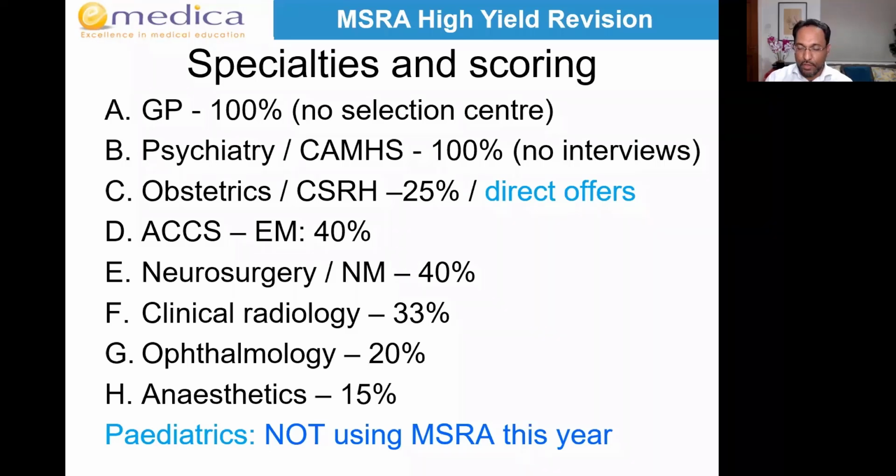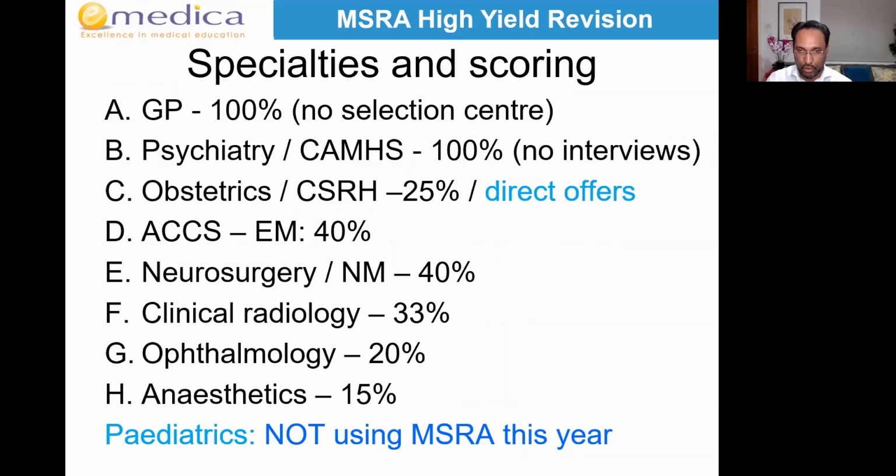Radiology, it's 33%. But again, radiology uses MSRA to shortlist who's going to get one of the limited number of interview slots. And the competition for radiologists increased hugely in the last few years, such that this last year, you needed a really good score in MSRA to even get an interview slot. For ophthalmology, it's 20%. For anesthetics, it's 15%. But again, only the top scorers get that interview slot.